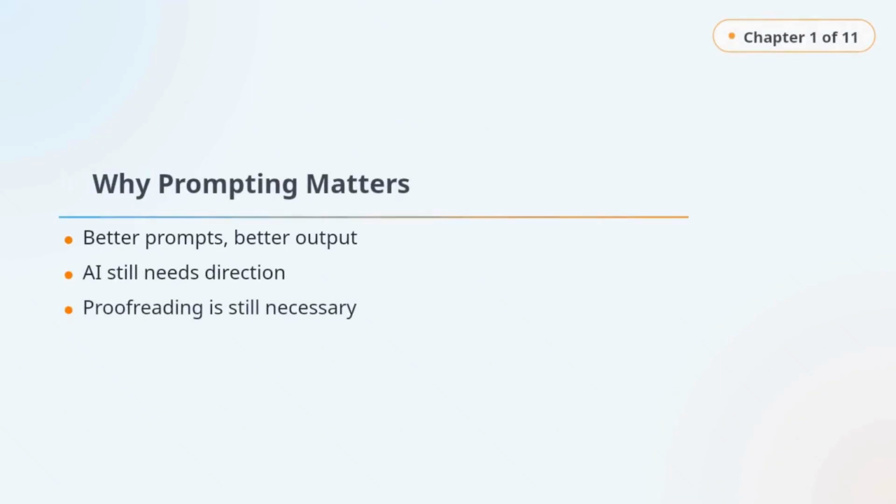AI does not magically know exactly what you want. The quality of the response depends a lot on the quality of your prompt. Good prompting gives direction on task, context, format, and constraints. And one more important point, even with strong prompts, you should still review and refine the final output.